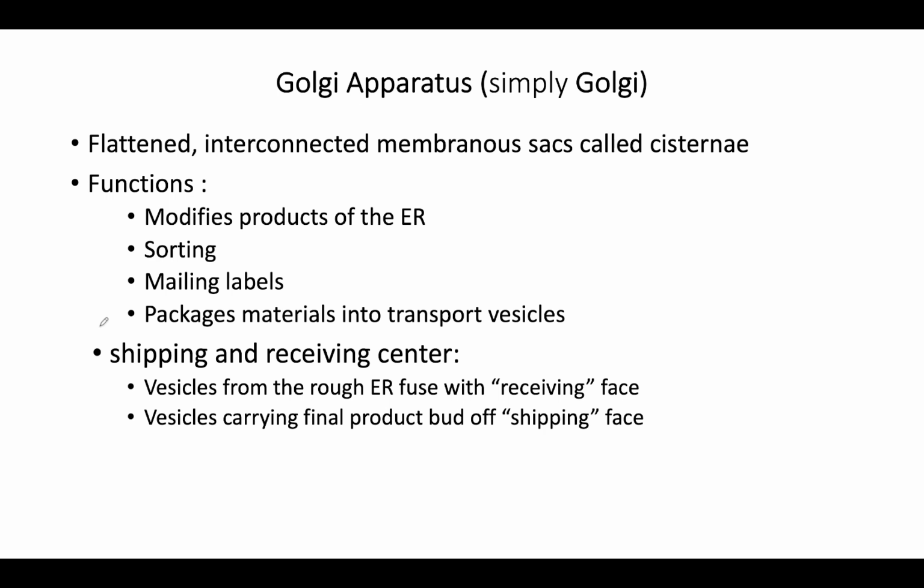The Golgi apparatus is like a post office. Many kinds of protein arrive at the Golgi apparatus from ER, then the Golgi apparatus determines this protein will go to Pasadena, this protein will go to Los Angeles, this protein will go to Whittier. The Golgi apparatus sorts proteins for their final destination. To do that, it labels the proteins and packages them into transport vesicles. Based on structure, the Golgi apparatus has a shipping center and a receiving center.